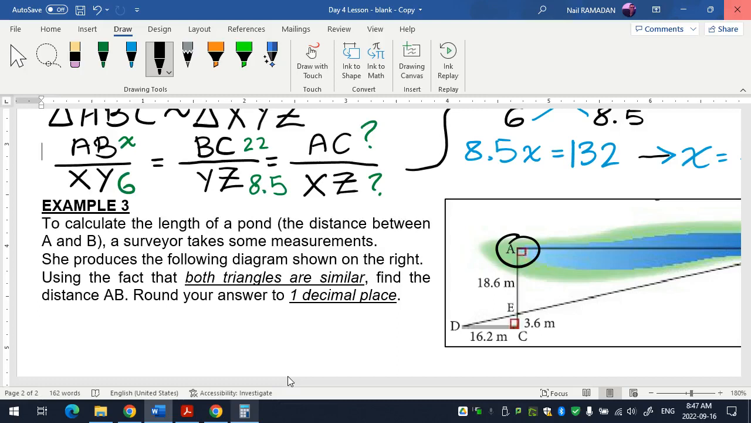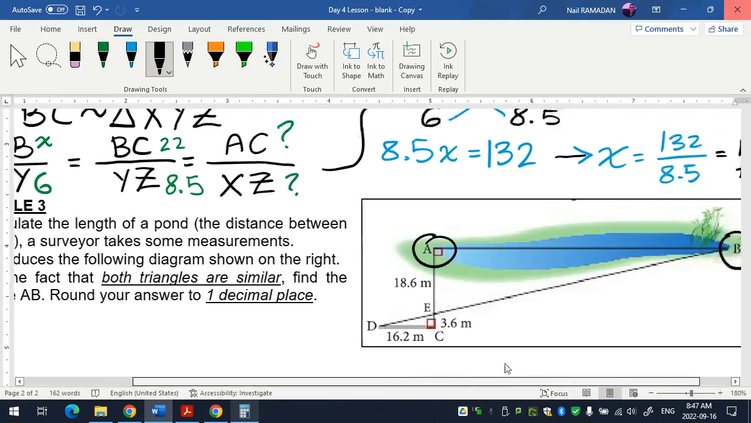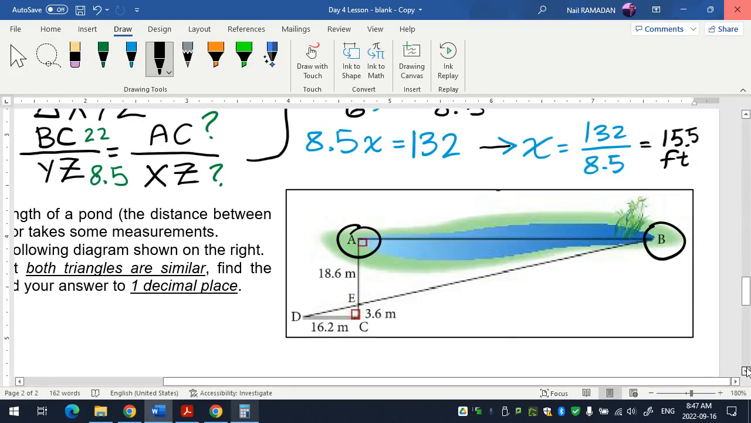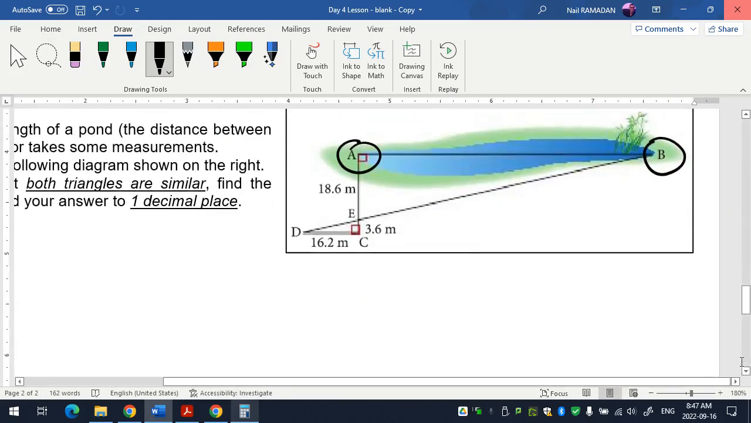Using the fact that both triangles are similar, and obviously those two lines are what? What do you call two lines that never meet? Parallel. Find the distance AB, or find how wide the pond is. Round your answer to one decimal place. Again, I'm either going to ask you for one decimal or two decimals. We could repeat the diagram again, but do we need to? I don't think so. This looks like a good diagram, so let's keep using it.